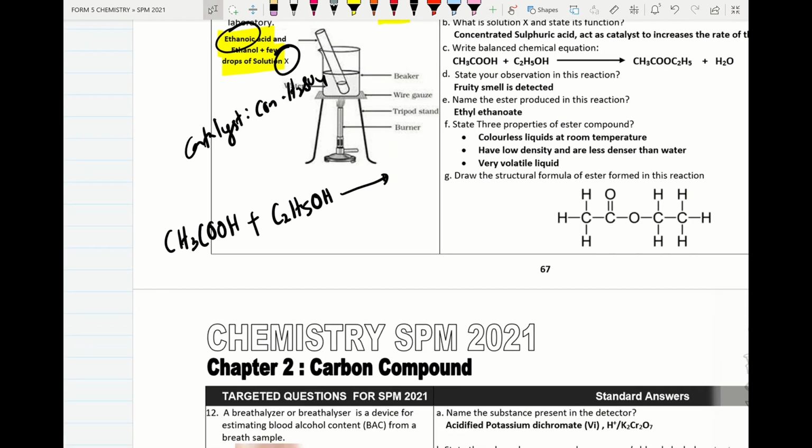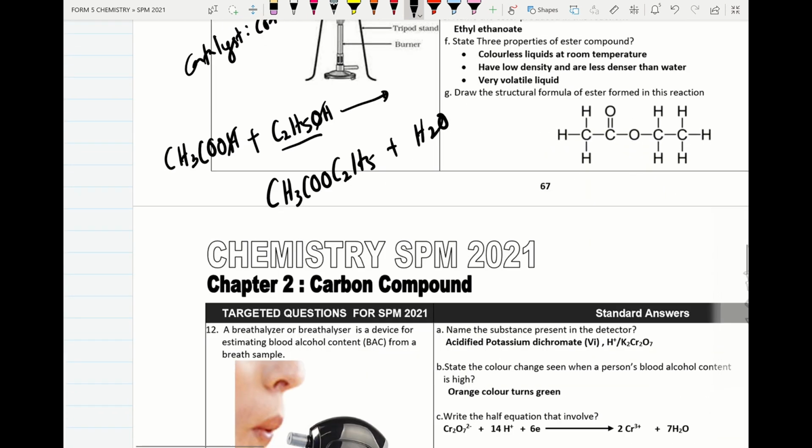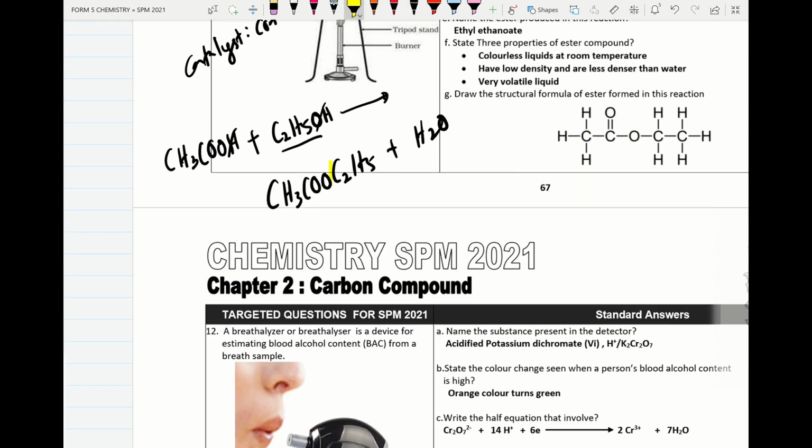Please remember concentrated sulfuric acid, and please cut the hydrogen and OH, combine them together, CH3COO, take this one, C2H5, plus water. So the name of this compound, this will be our branch. The name of the branch will be ethyl, and the name of this carboxylate compound is ethanoate.